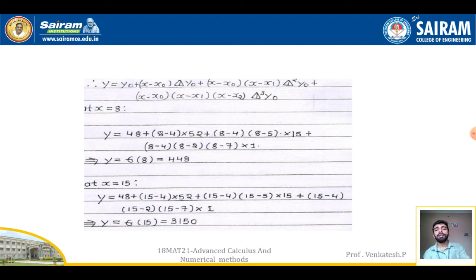So first I am replacing x equal to 8 and all the data. On simplifying this, I'll be getting the value f of 8 is equal to 448. Similarly, at x equal to 15, replace all the data along with x equal to 15. On simplifying this, I'll be getting the value of f of 15 is 3150.